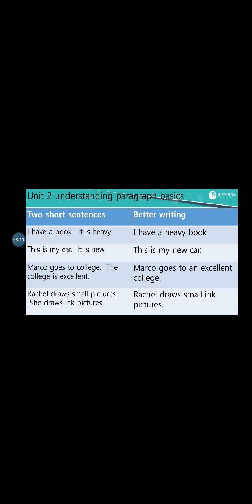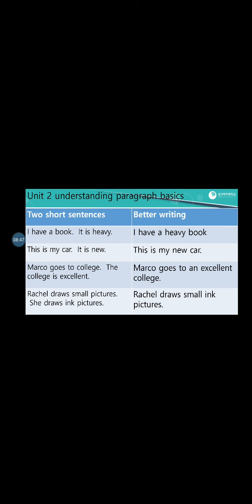So on the left, we have the two short sentences, and they're simple sentences, and you should try to avoid doing too many simple sentences. So I have a book, it is heavy. This is my car, it is new. Marco goes to college. The college is excellent. And Rachel draws small pictures. She draws ink pictures. Okay, so let's have a look at the ways that you can improve your writing.